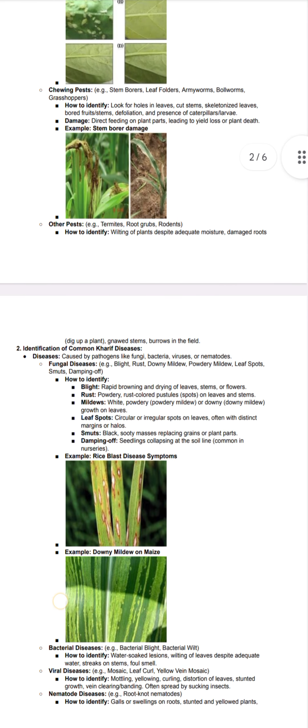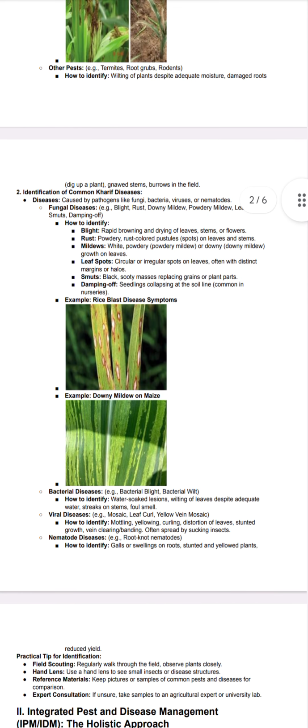Next, identification of common kharif diseases. After the pests, another step in management is to identify the main diseases caused by pathogens like fungi, bacteria, viruses, and nematodes. Fungal diseases include blight, rust, downy mildew, powdery mildew, leaf spots, smuts, and damping off. How do we identify these diseases?